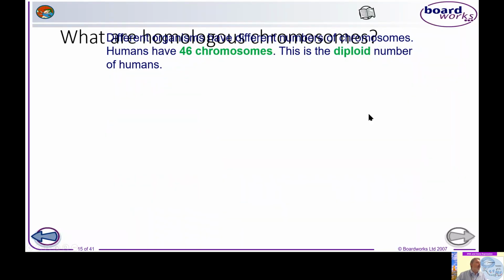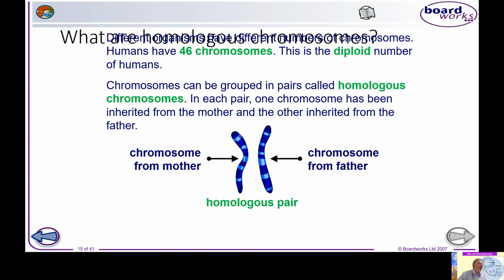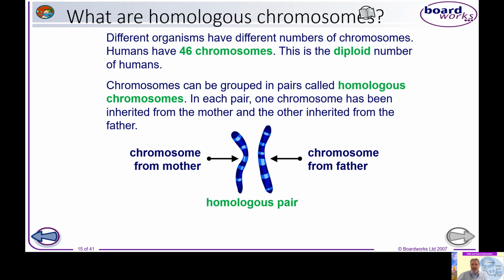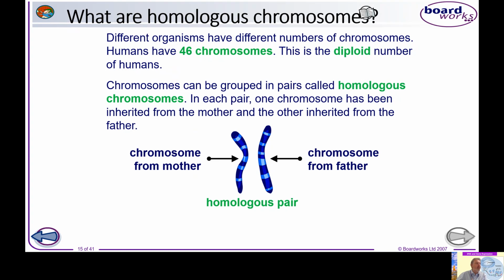This is from BoardWorks. What's going on here? The writing's over the top. I might need to just very quickly move that writing. What I'm on is chromosomes. I'll just make that a bit bold so it's visible. There you are. That's better. You can read it now.